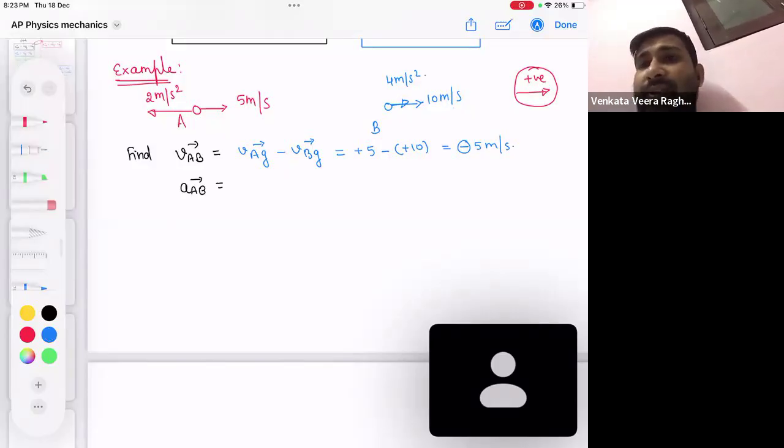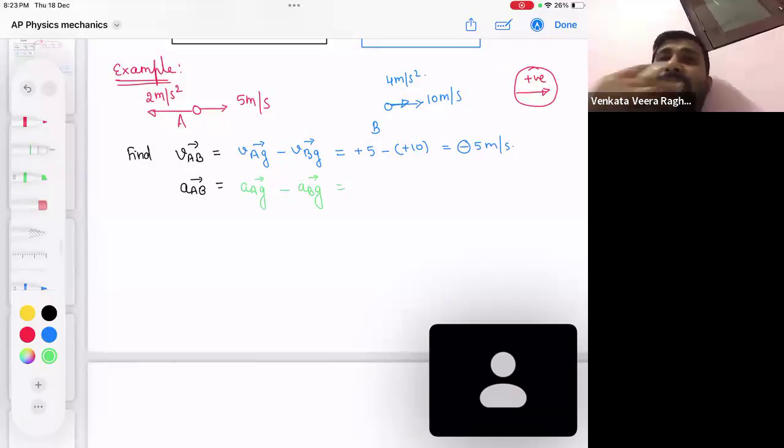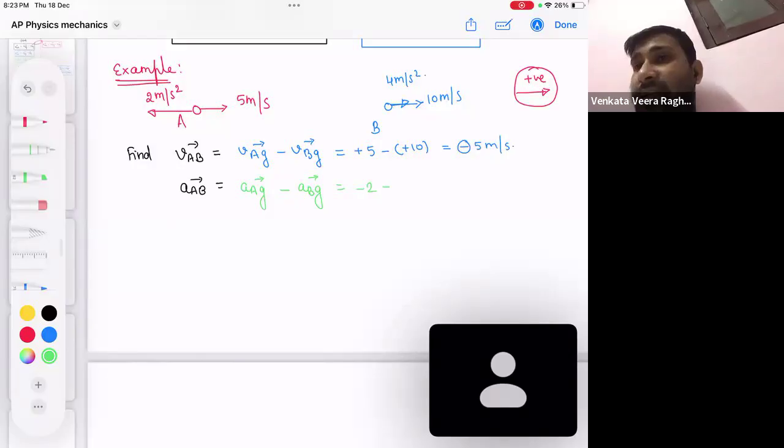What will be the acceleration of A with respect to B? So if I'm calculating, I should use acceleration of A with respect to ground minus acceleration of B with respect to ground. A with respect to ground is how much? Is it 2 meter per second squared, but to the left side, so minus 2 will come. Minus, B with respect to ground is how much? Plus 4. So how much will it come? Minus 6 meter per second squared. Please tell, is this example clear?